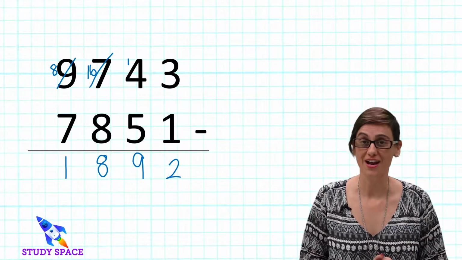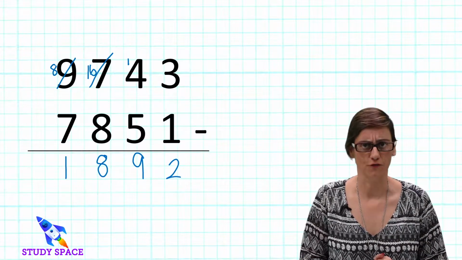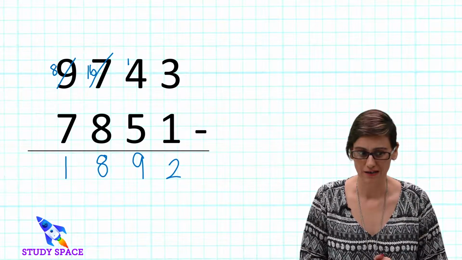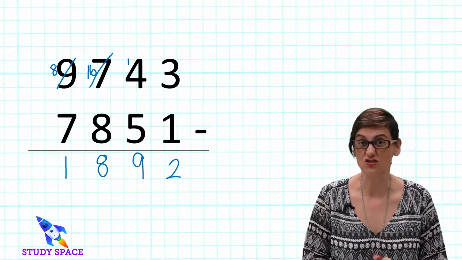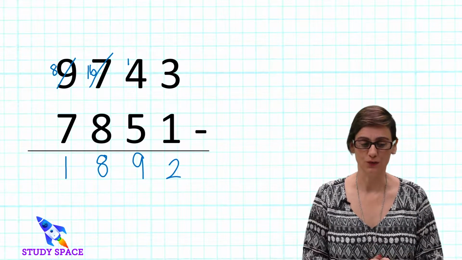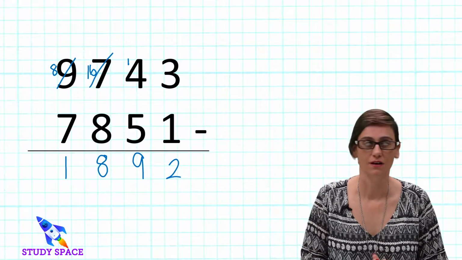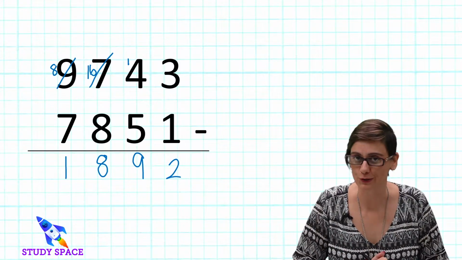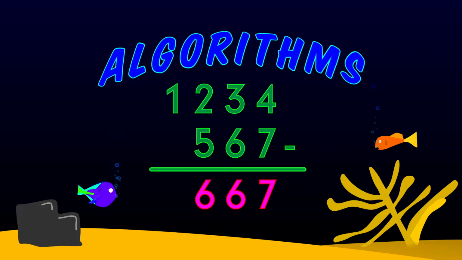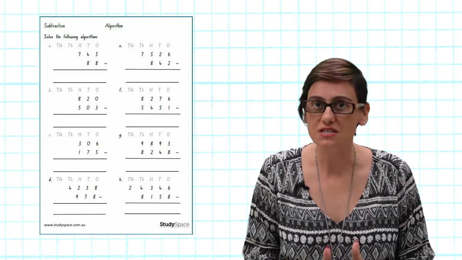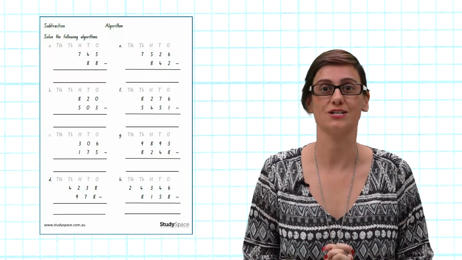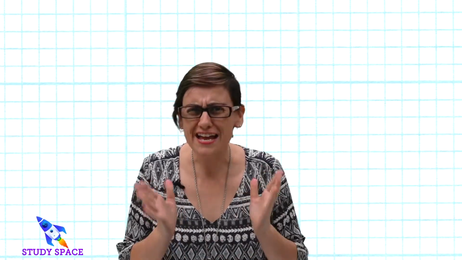So 9,743 take away 7,851 equals 1,892. Boys and girls, remember there is a worksheet available with lots of examples to help you practice your subtraction algorithms. You did a fantastic job, boys and girls. Lots of borrowing and carrying.